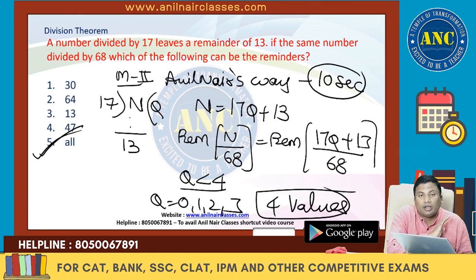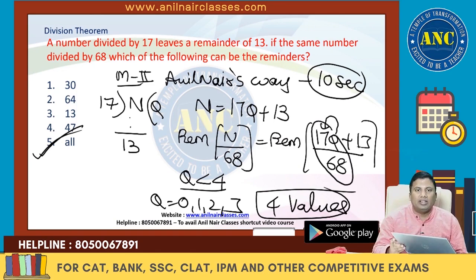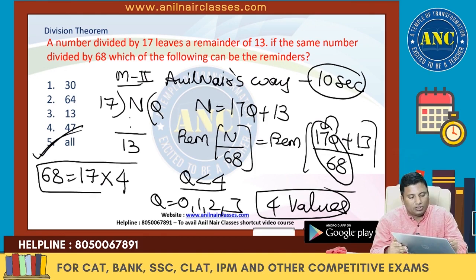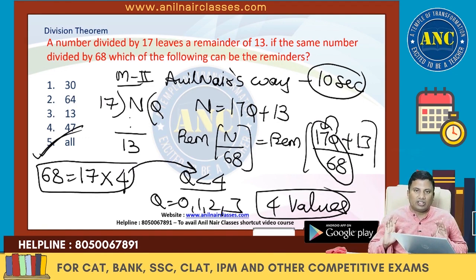No, you don't need to find out any values. What is the value of Q that will make this number get divided by this number? Or in other words, the denominator is 68. 17 goes how many times in 68? 4 times. So Q will take all the whole number values less than 4. Q is 0, Q is 1, Q is 2, Q is 3. 4 values it will take. Simple. From 4 onwards, the cyclicity will get repeated.